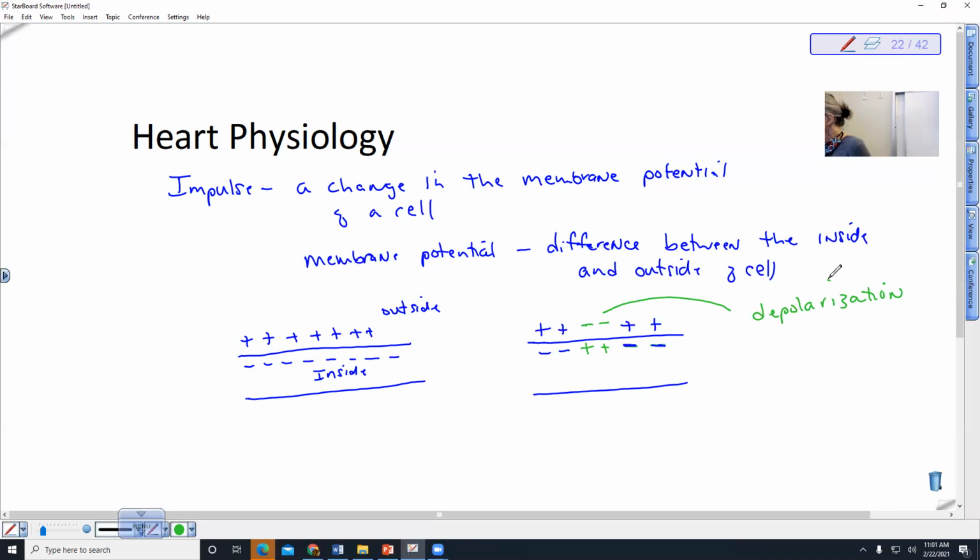Where it becomes negative again, that would be repolarization. That is where the resting membrane potential is reestablished. So depolarization is where it becomes more positive, and then repolarization has to occur. You want your heart to contract and then relax. And during that relaxing part is when we have repolarization. And so this is kind of a brief introduction into the physiological mechanisms of cardiac muscle contraction.